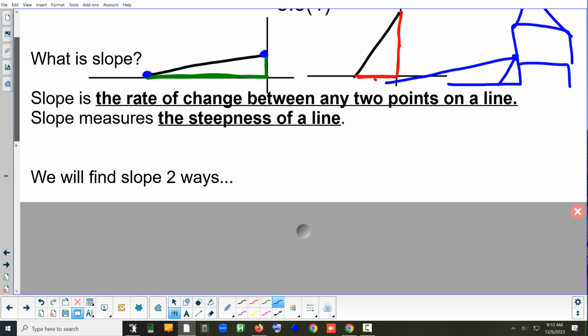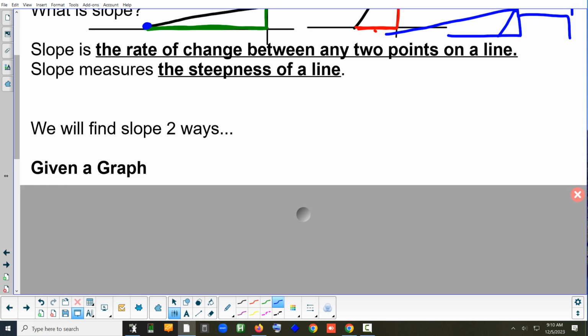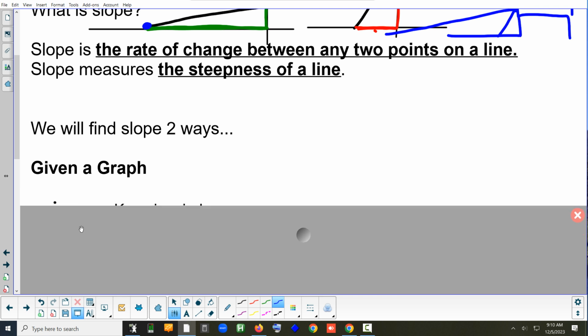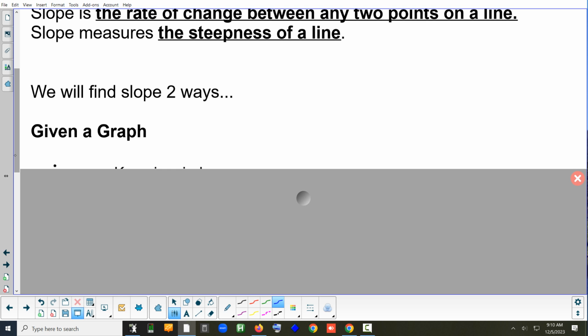So we're going to talk about how we find the slope two different ways. One way we're going to find the slope is given a graph. So in that first box on your guided notes, it says given a graph in the upper left. And then we're going to fill in some words in the box below.